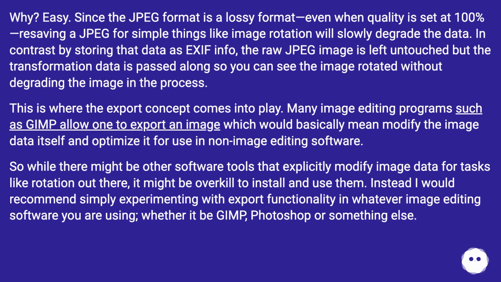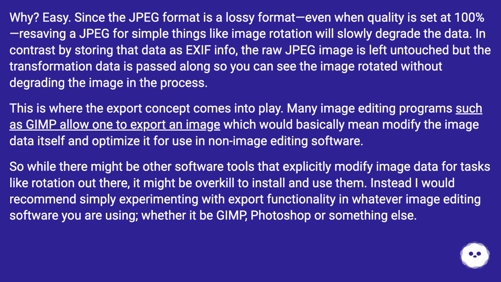Why? Easy. Since the JPEG format is a lossy format, even when quality is set at 100%, resaving a JPEG for simple things like image rotation will slowly degrade the data. In contrast, by storing that data as Exif info, the raw JPEG image is left untouched, but the transformation data is passed along so you can see the image rotated without degrading the image in the process. This is where the export concept comes into play.